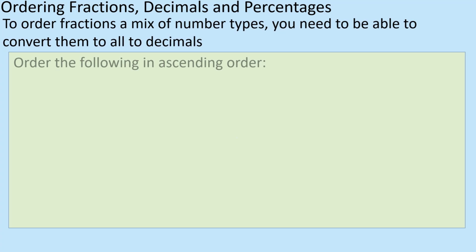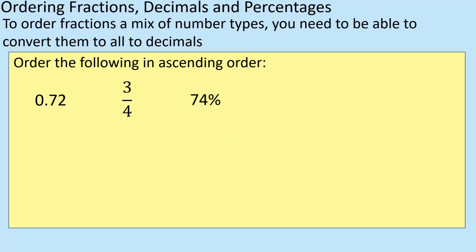So ordering fractions, decimals, and percentages. This is probably where you've got a mixed bag of things. So you've got a decision to make: do you change them to fractions? Do you change them to decimals? Or do you change them all to percentages? And of course, that's your choice. You've got to decide whichever is going to be easiest. For me, looking at this one, I know that's 72%, and I know that's 74%, and actually I know that's 3/4, which is 75%. So I can convert.